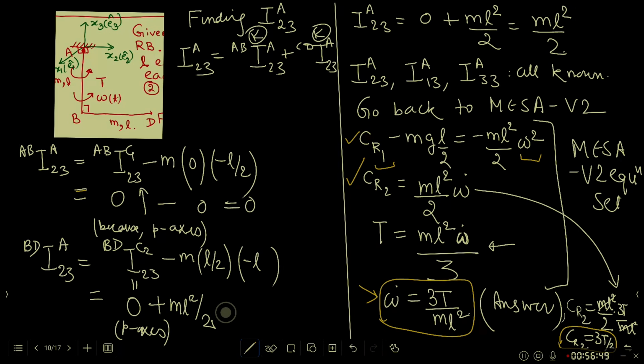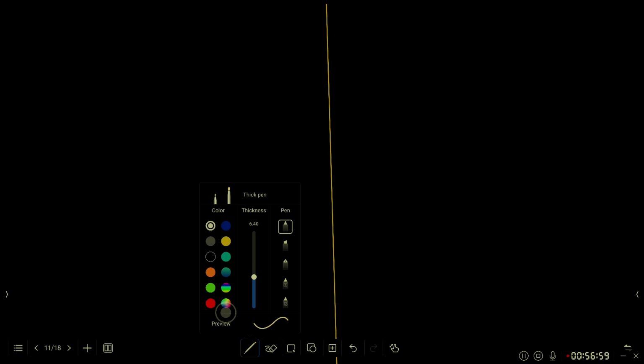So omega dot turned out to be 3T by ml square. Now T is a constant. They told us in the beginning. It's given in the problem. Given info. I'm just going to integrate. Omega becomes 3T by ml square times t plus omega naught.